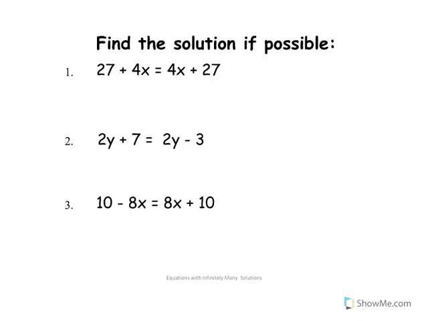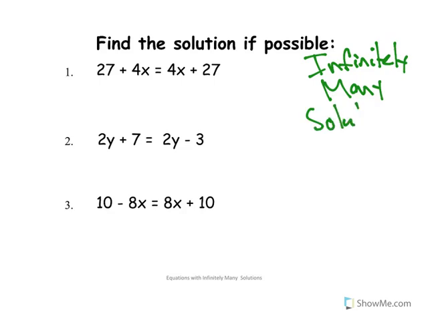27 plus 4x equals 4x plus 27. So both of these are 4x plus 27. Okay, so hopefully we could determine very quickly, just by looking at this, there's going to be infinitely many solutions. And going forward, I'm going to use IMS just to cut down on the writing and the time.